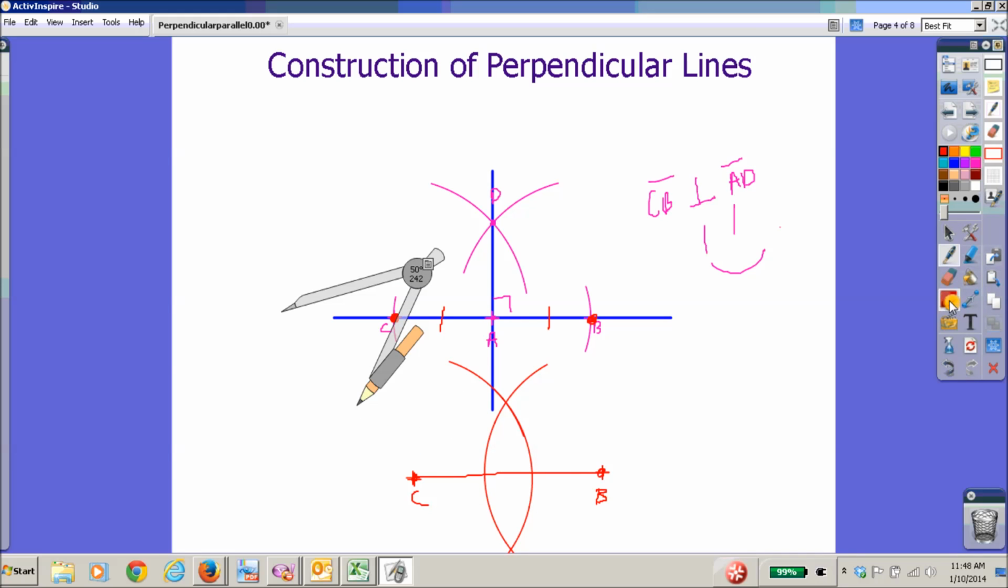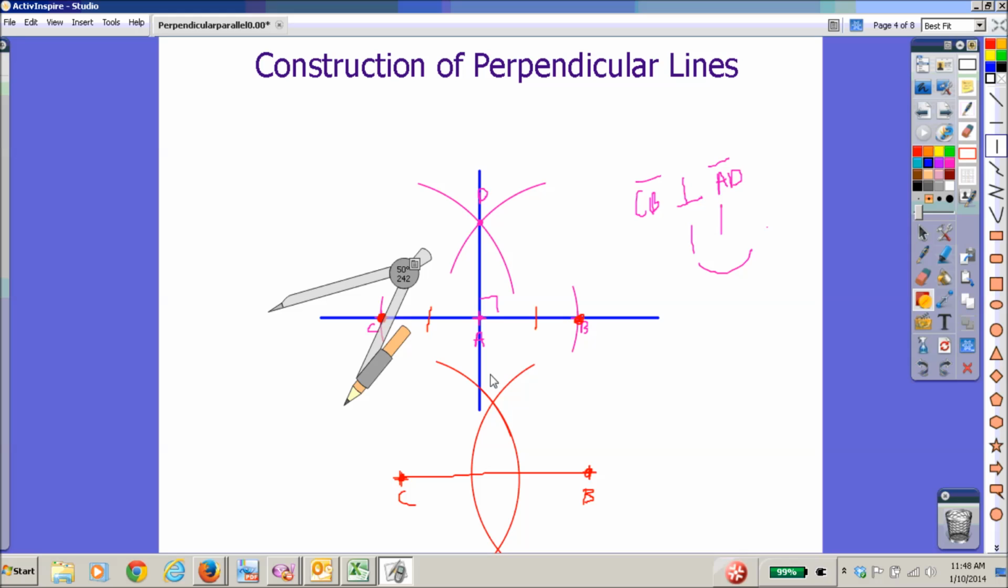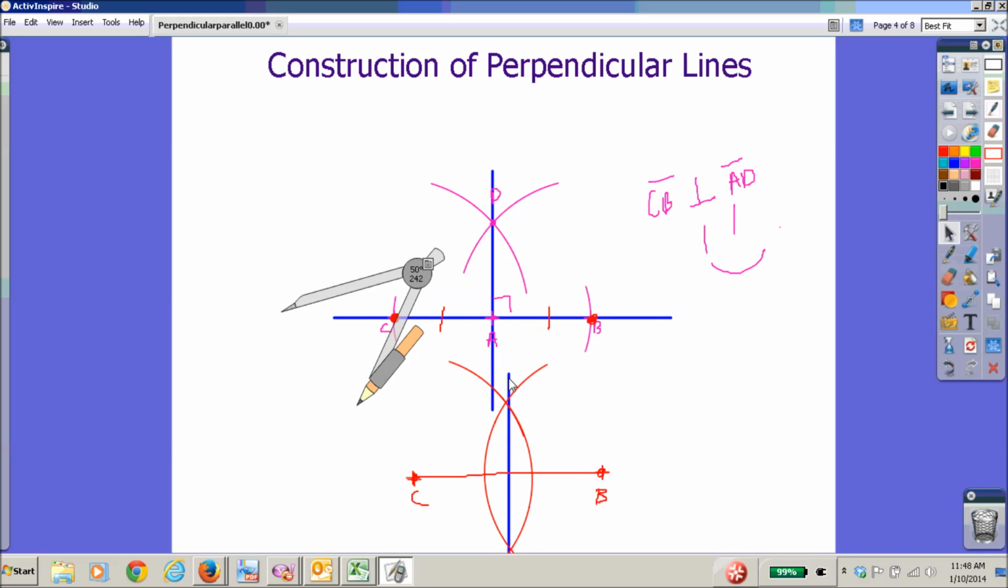So then, of course, it's hard to judge. Bloop, bloop. So that is actually the perpendicular bisector because this piece is going to be congruent to this piece. All right, and it's perpendicular because of how I constructed it.